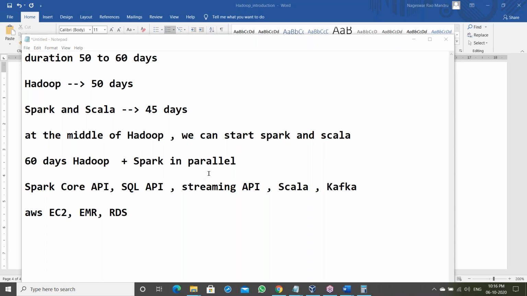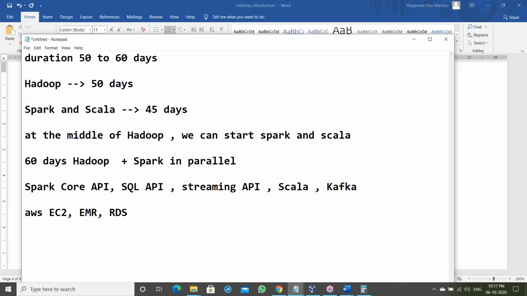After finishing 3 weeks, you can start Spark and Scala in parallel. Because by the time you finish Scala, Hadoop is also finishing. After 3 weeks, start Scala first. Hadoop finishes in 50 days, and by that time Scala will finish. Scala takes 3 or 4 weeks. So after finishing 50 days of Hadoop, you spend 3 more weeks. That's it, meaning around 70 days.